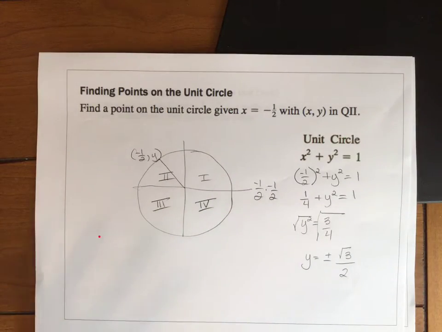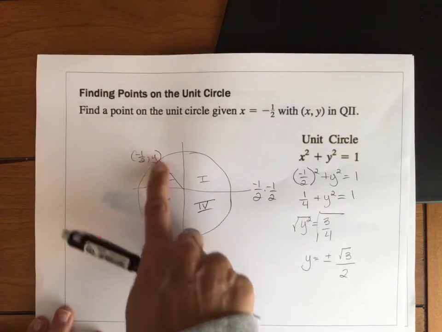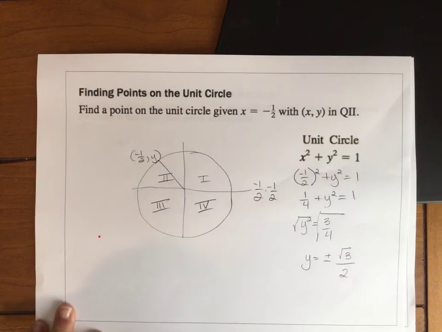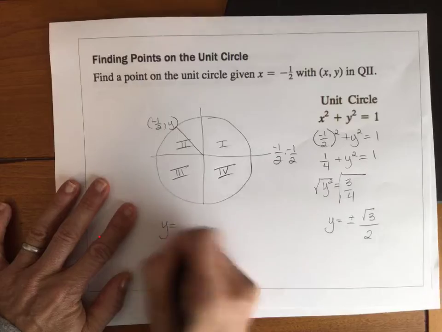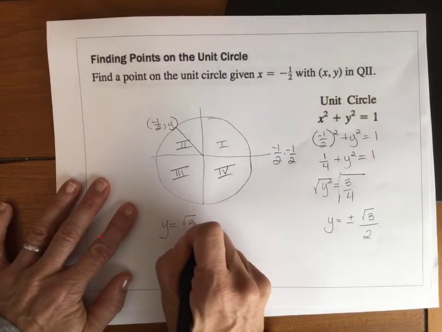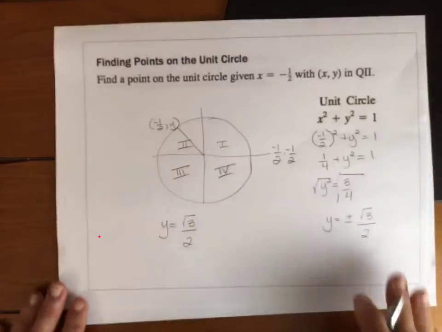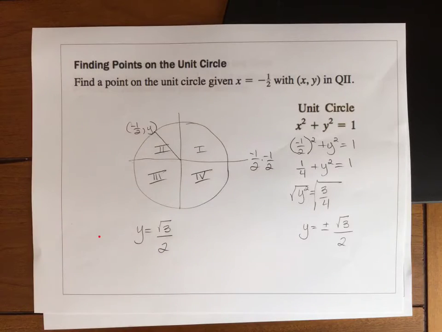Now I just need to figure out which it is. Is it plus or minus? Well, I'm in quadrant 2, and what are my y values in quadrant 2? They're always positive. So in this case, I'm going to say y equals my positive root 3 over 2. If you need to take a moment and get all those notes down, go ahead and pause the video.